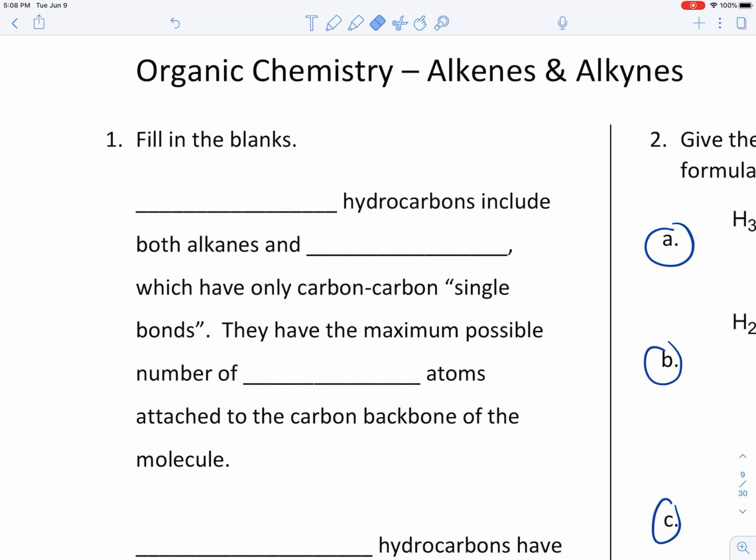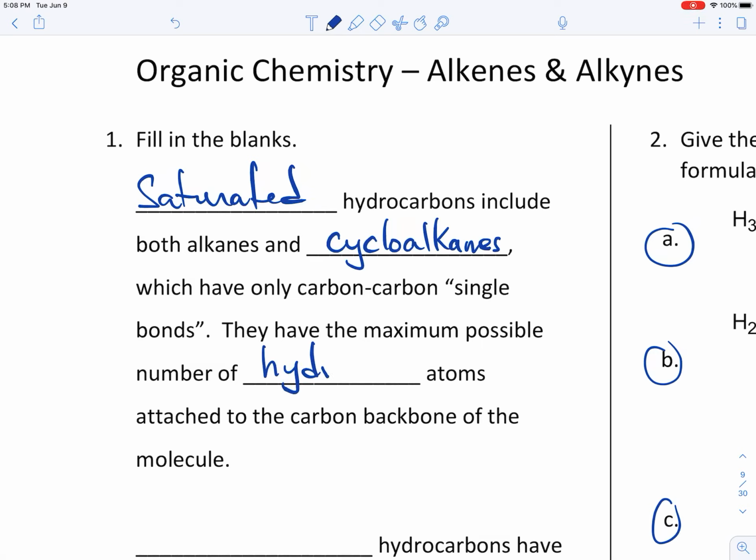we'll say saturated hydrocarbons include both alkanes, where we have just carbon-carbon single bonds and no rings, and cycloalkanes. Cycloalkanes, as you know, have rings in their molecular structures. All right, so they have the maximum possible number of hydrogen atoms, which is why they are referred to as saturated.